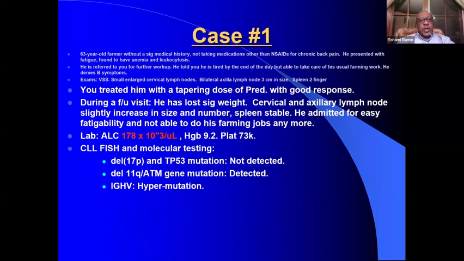So now you have done CLL FISH and molecular testing, and here are the results. You found he has deletion 17p and TP53 not detected, so he doesn't have the bad one. But he has deletion 11q detected, and you found he has high mutation, that means mutated IGHV. Remember, unmutated bad, mutated good. So remember, he has one bad feature, which is deletion 11q that is detected.